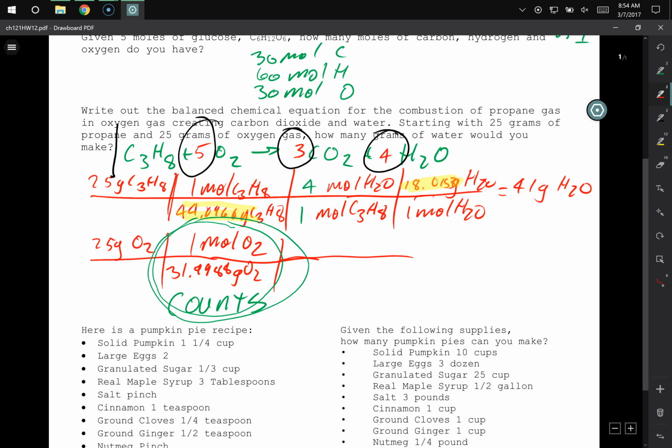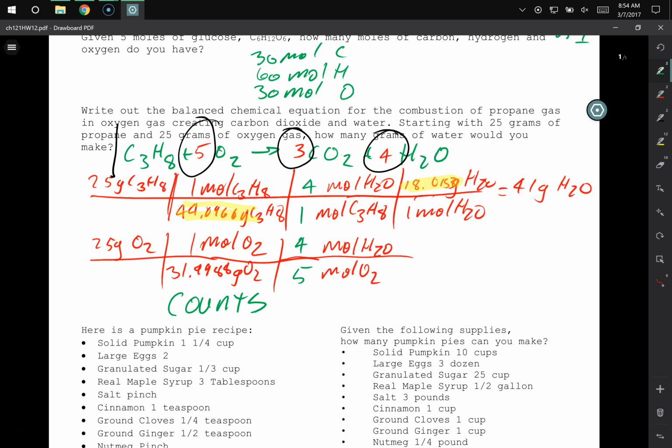Okay, so now I've got my number of oxygens. So I will put moles of O2 down here, and I'm still looking for moles of water. So I'm going to do the exact same thing. I'm going to put a 4 here for the water, and I'm going to put a 5 down for the oxygen, because that's what my balanced chemical equation says. And then I'm going to keep going with this.